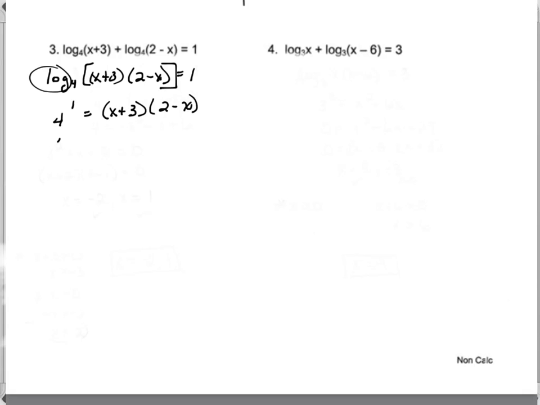So when we multiply, we have 4 equals, then this is going to be 2x minus x squared, okay, plus 6 minus 3x. And when we combine all that together, you have negative x squared minus x plus 6.